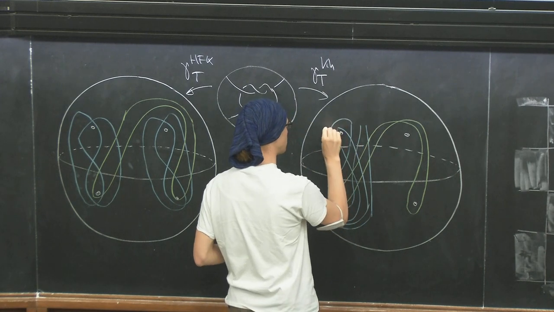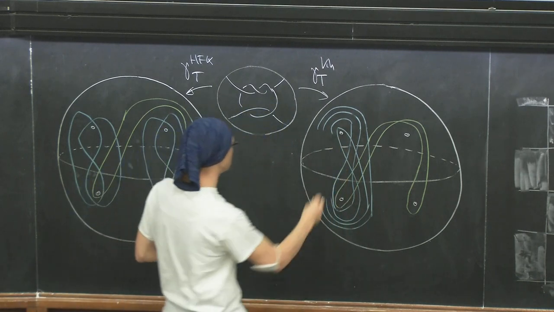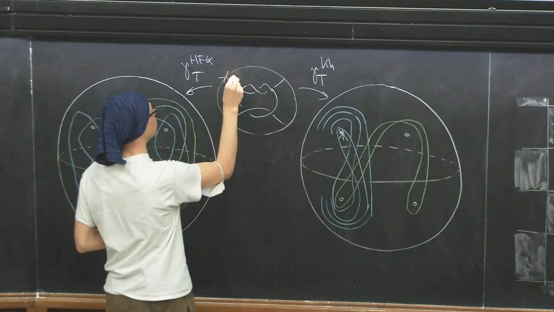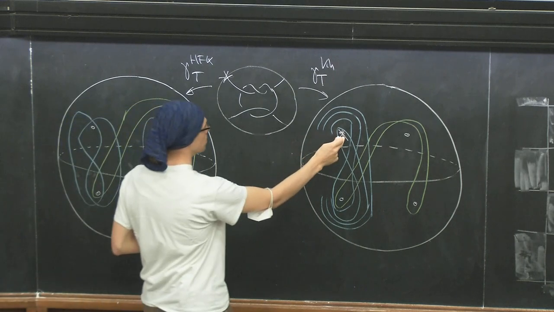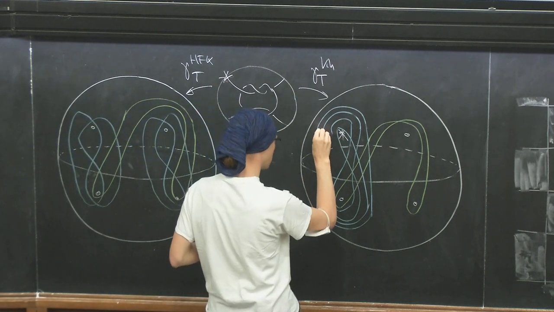Some curve that wraps around these two tangle ends. And again, I remind you, this four-punctured sphere should be identified with the boundary of the tangle. So this is identified with a distinguished tangle end. Okay, and now let me finish this curve.